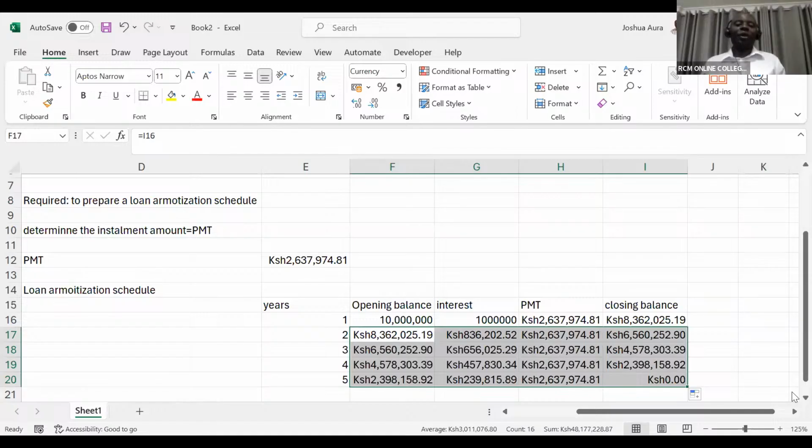Is there somebody who has been able to amortize theirs to the end, to 0? Because amortization means to 0. It's like depreciation.